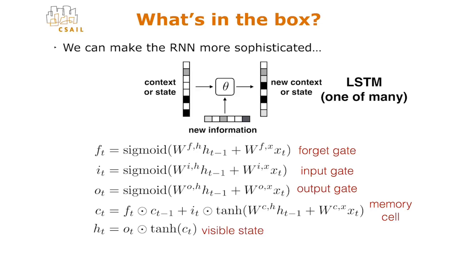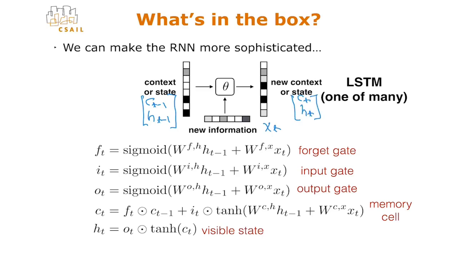So in this box here, as we apply it in the same way as before, the previous state that we have is actually now in two parts. There's the memory cell value ct-1 that we had before, as well as the visible portion of the state ht-1. And it is the combination of the two that is now the summary. We get new information xt, and we turn that into a new summary ct and ht.